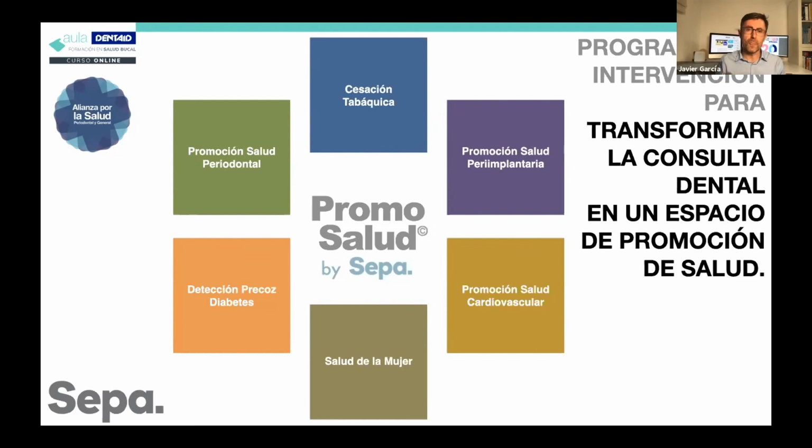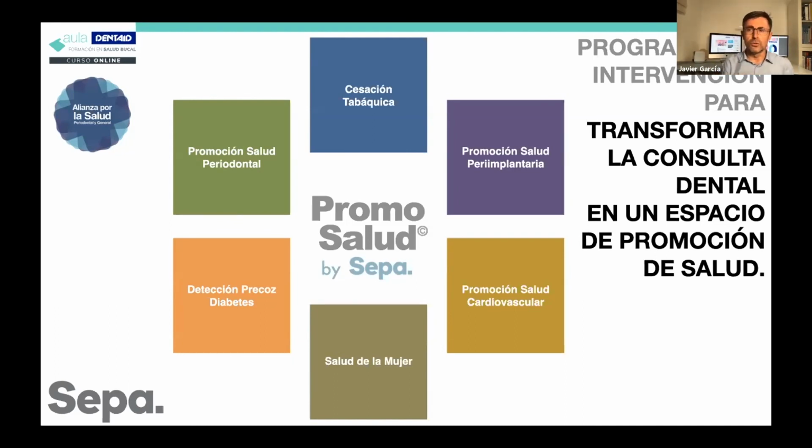As a matter of fact, one week ago, SEPA launched a protocol for smoking cessation together with the Spanish Committee for Smoking Cessation. And we're going to provide this to the 22,000 dental offices we have in Spain, also protocols for the detection, not diagnosis, but detection, which helps to detect undiagnosed diabetes type 2.